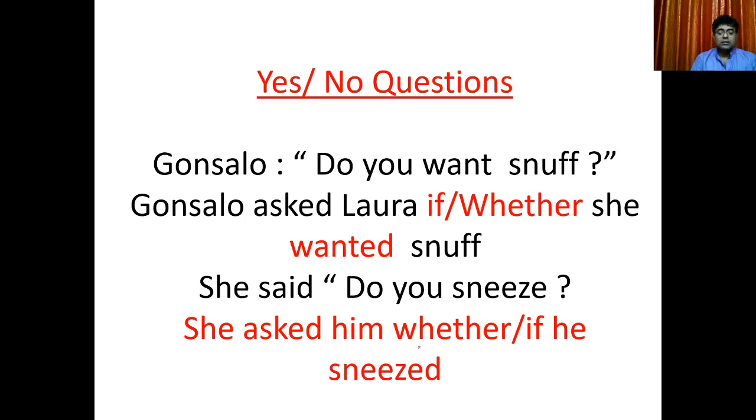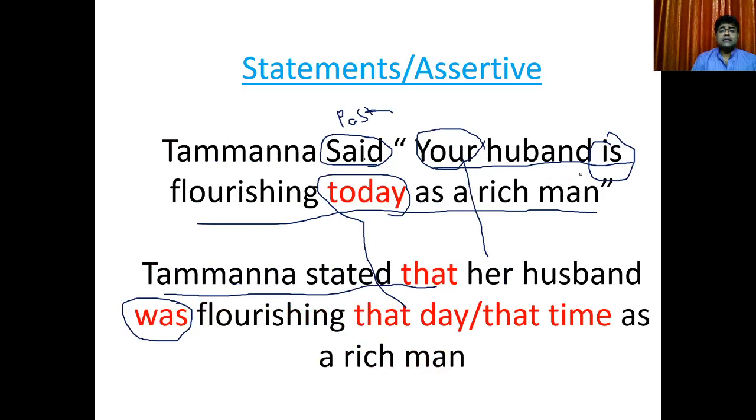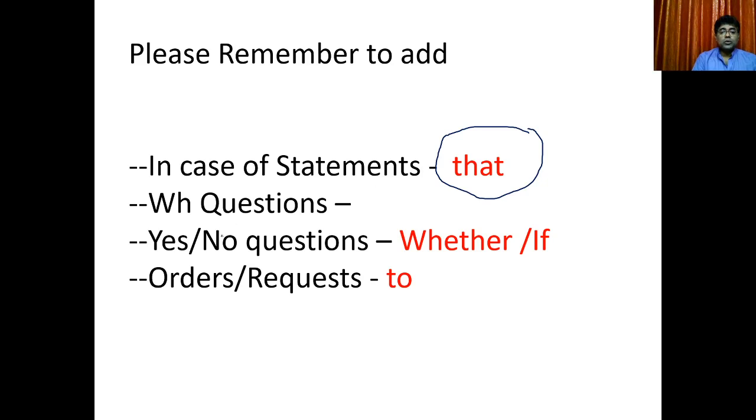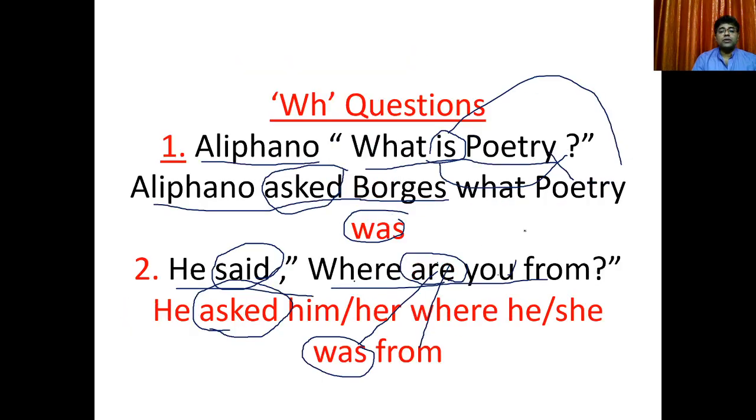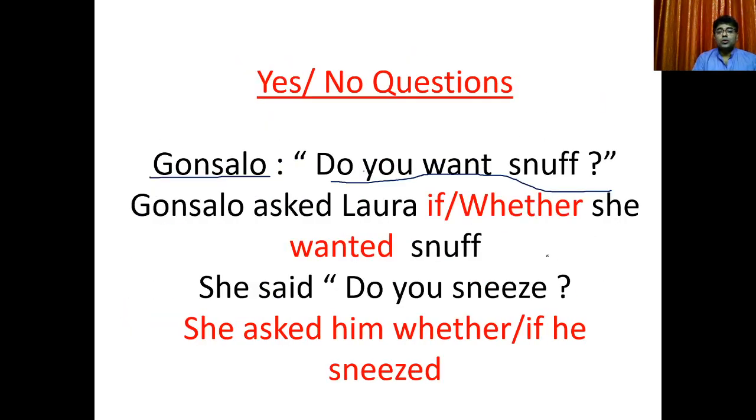Go over to the third example. This time it is a yes or no type of question. What is that? "Gonzalo, do you want snuff?" This is a yes or no type of question, which means the answer could be, "Yes, I want," or "No, I do not want." So please remember, in the earlier example we had "what." If it is a yes or no type of question, then we need to use "whether" or "if," any one, not all three.